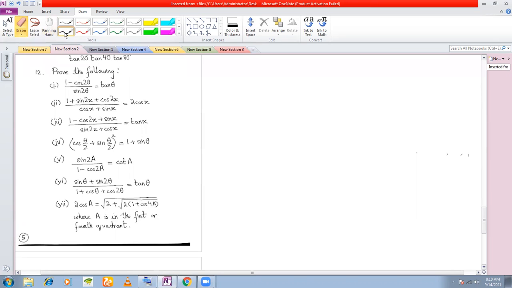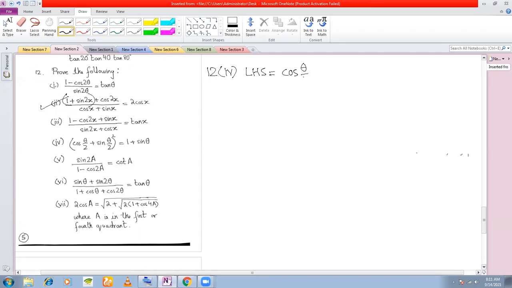12 part 4. You need to show here that cos theta by 2 plus sin theta by 2 whole square is equal to 1 plus sin theta. Now this is just the converse of this problem that we have done. We had shown this part is equal to cos square x plus cos x plus sin x whole square. That is just the converse of this.